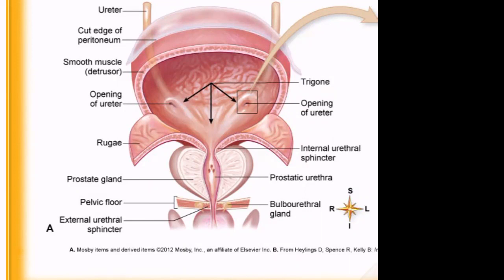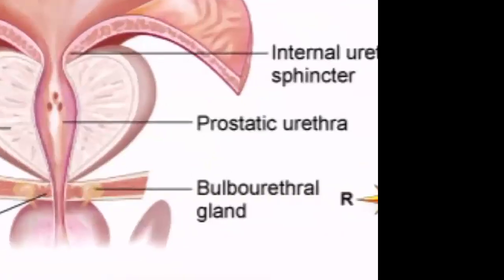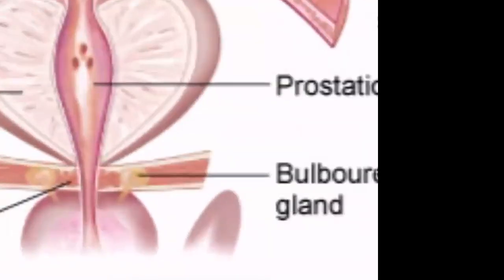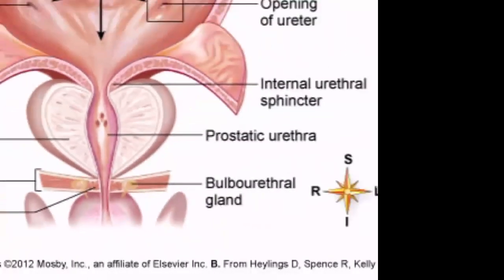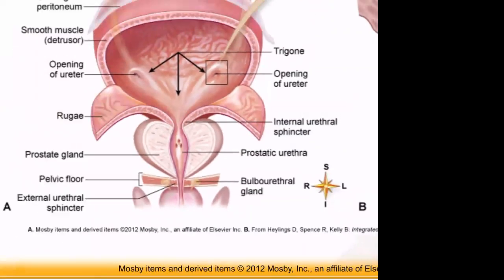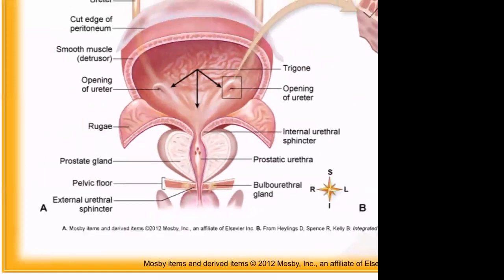And then there are the bulbourethral glands, these little pea-sized glands on either side, sometimes called the Cowper's gland. So you might see it as that too, Cowper's, but the bulbourethral glands. I'll tell you what these do.